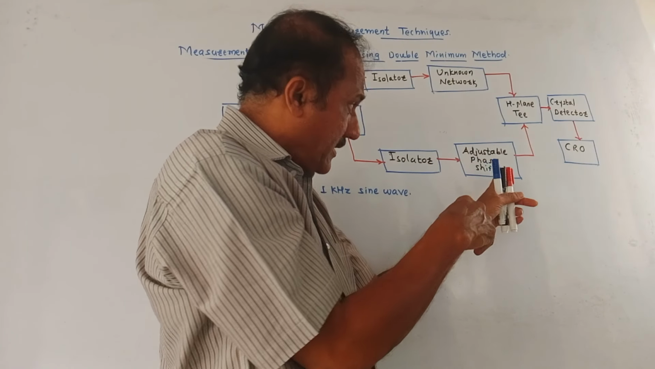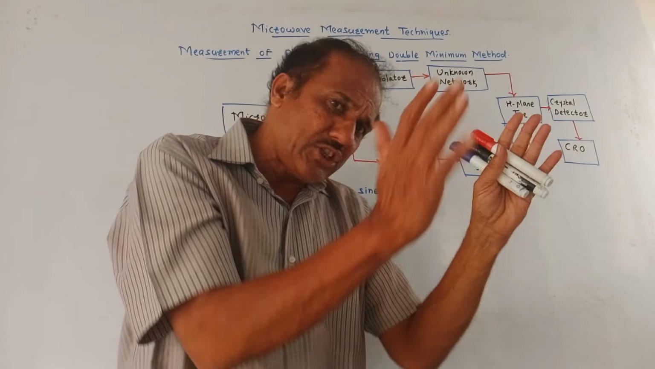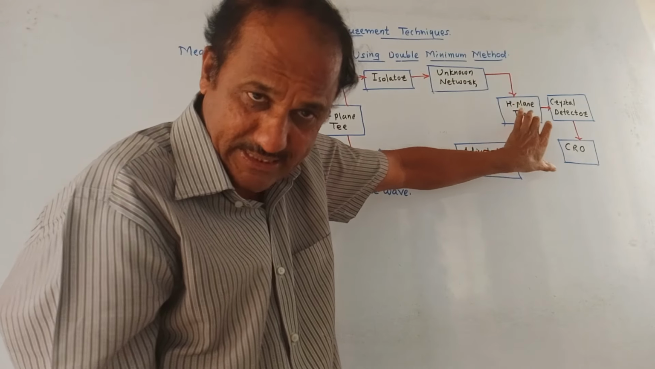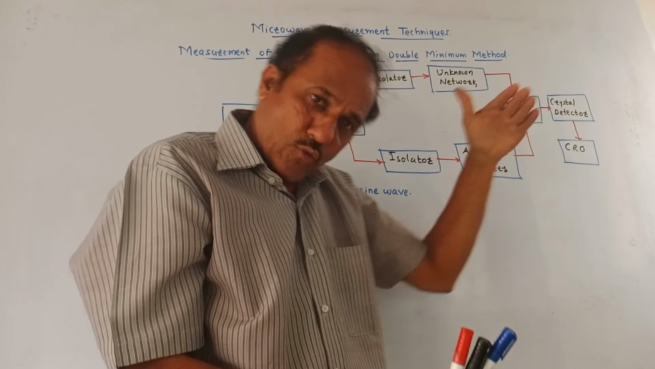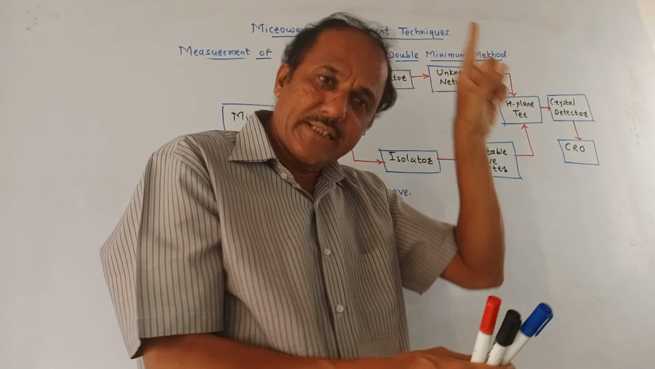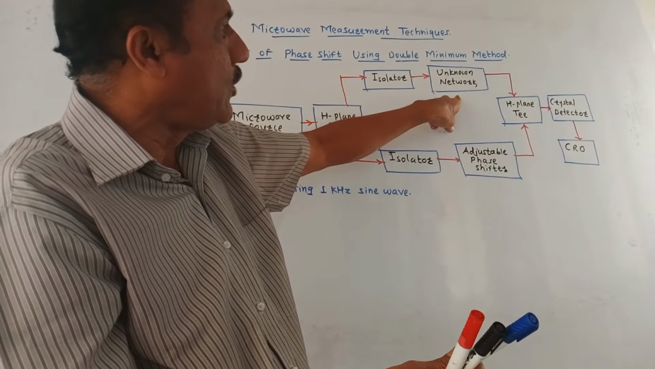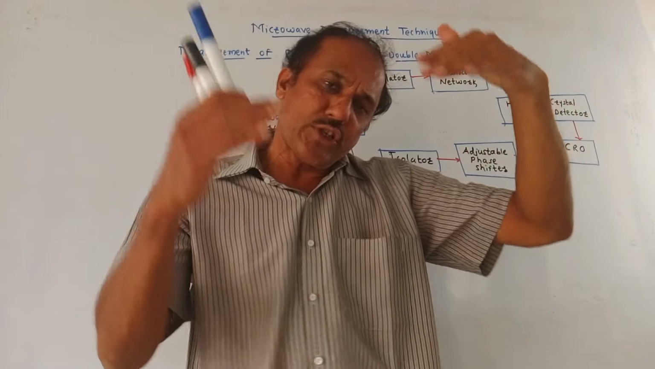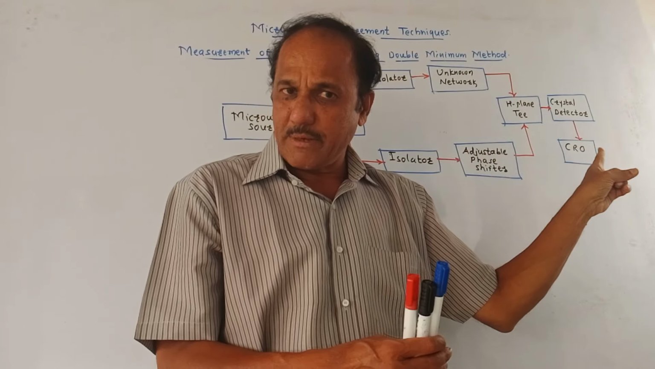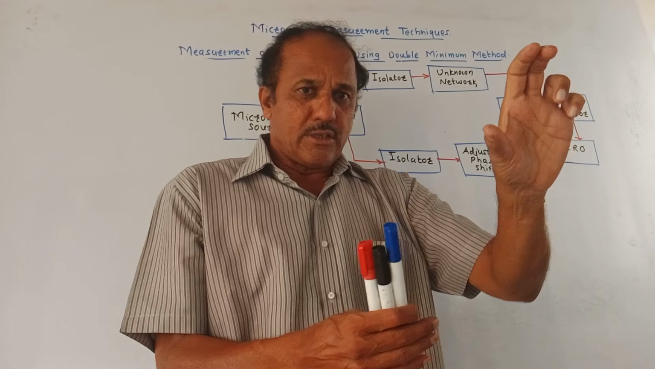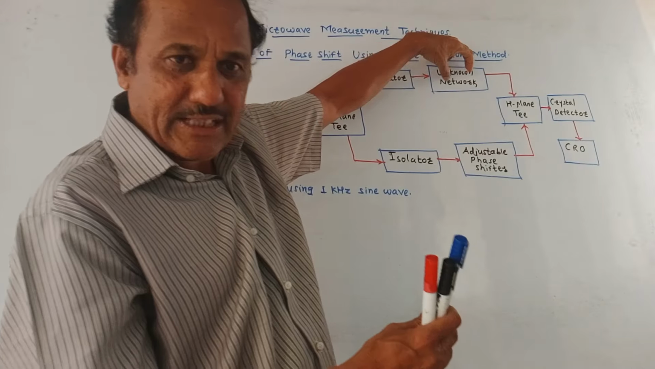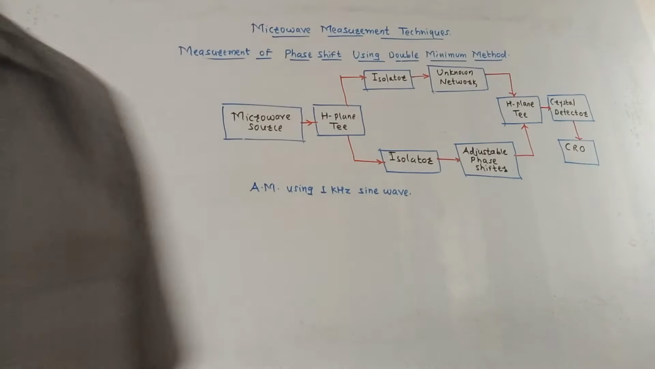We have to adjust the phase shift of this adjustable phase shifter in such a way that the two signals, one coming from this unknown network and another from this, will be in phase. So whenever these two signals are in phase, that means whatever phase shift we have adjusted will be the same phase shift applicable for the unknown network. So on the CRO, you just have to observe that the two signals coming from the unknown network as well as the adjustable phase shifter will be in phase, so that the phase shift of the adjustable phase shifter will be the same as that of the unknown network.